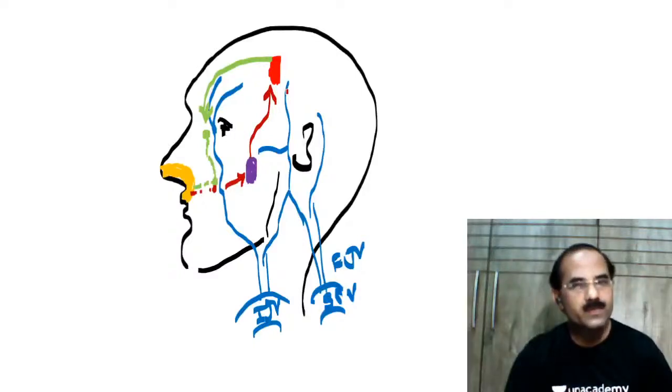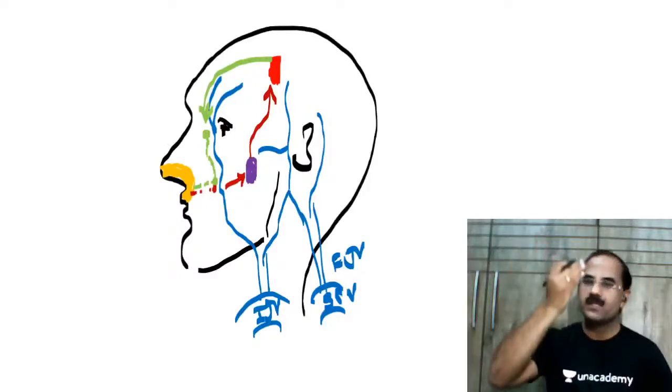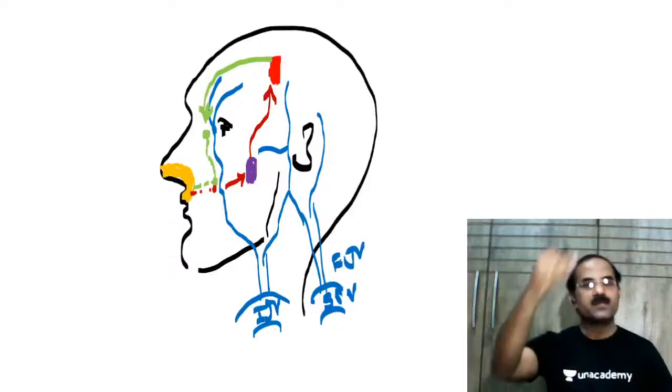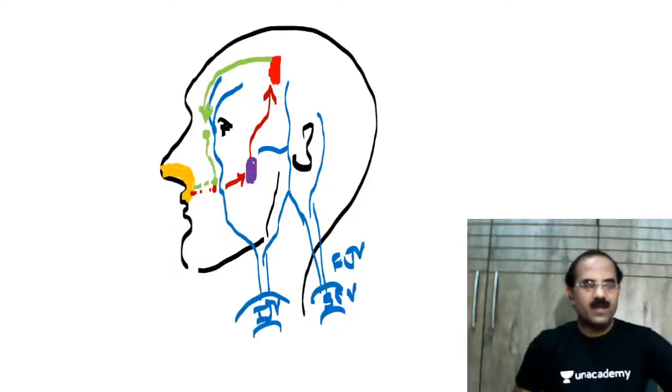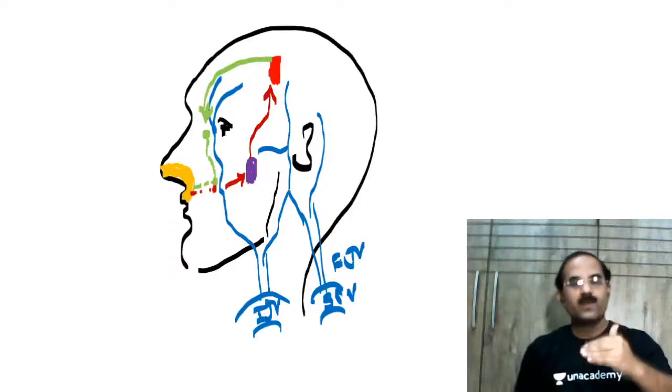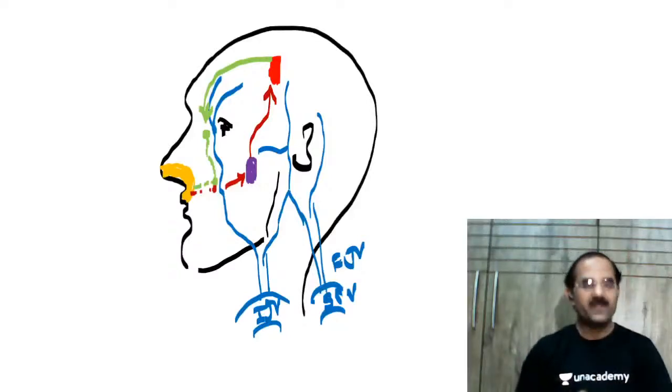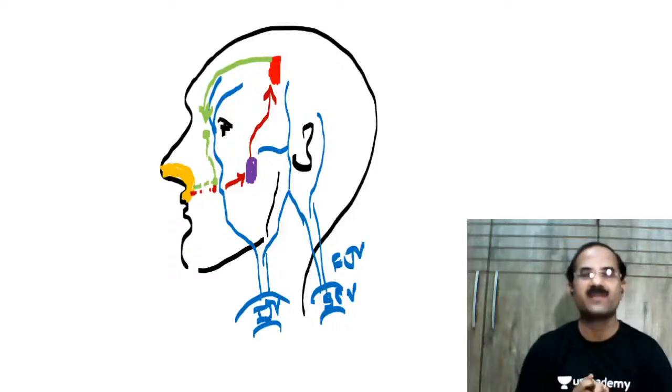Now what are these veins? These are the veins which connect the veins outside the skull with the veins inside the skull. What are they known as? Answer this. They connect the veins outside the skull with the veins inside the skull. Yes, what do you call such veins? Excellent. This is known as the emissary vein.